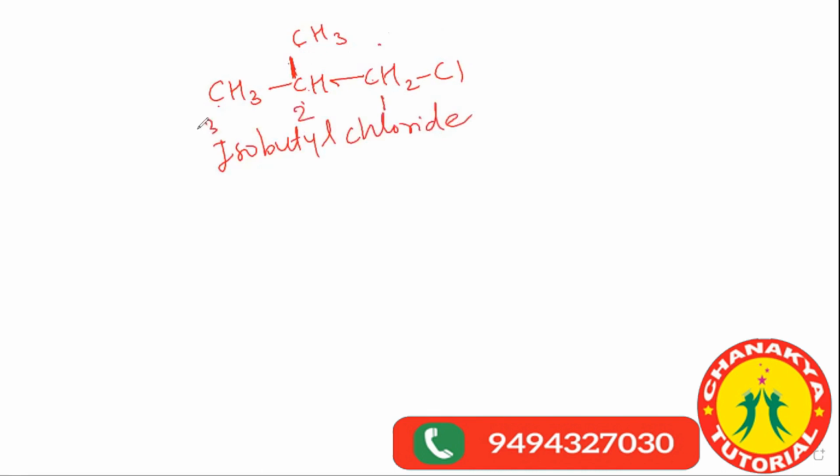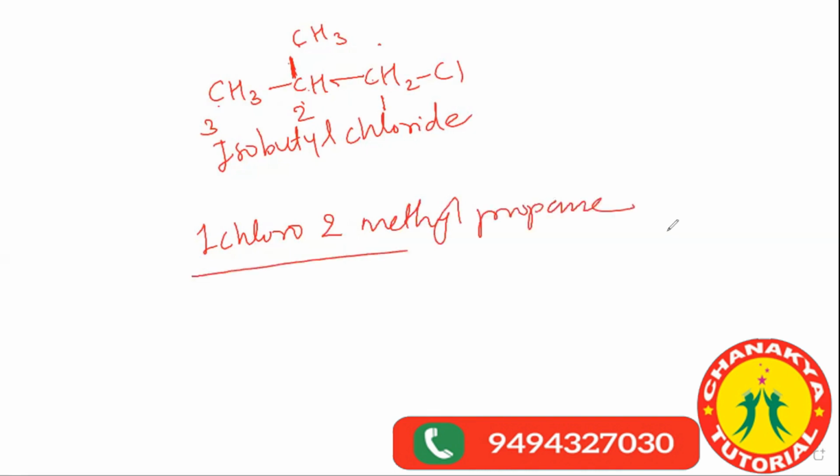1-chloropropane. Second, third. So your parent became what? 1-chloro, 2-methyl propane. Propane, right? 1-chloro, very good. 1-chloro, 2-methyl propane. Yes. 2-methyl propane. Very good. Once you understood about it clearly, isn't it?